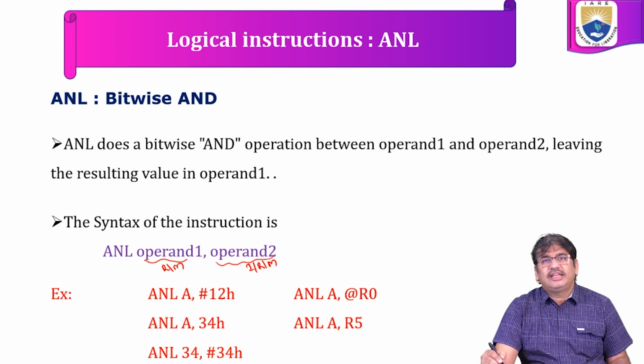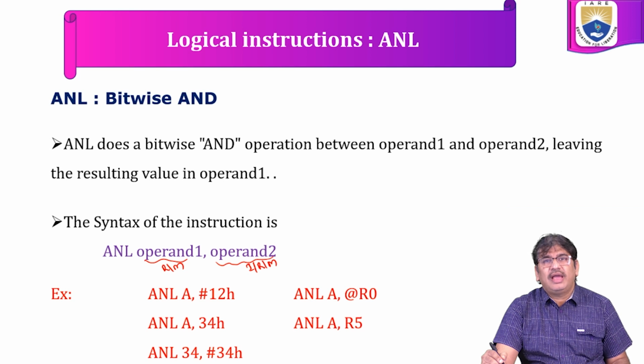The next example is ANL A, 34H. This instruction will do the logical AND operation between the accumulator and the memory location contents whose address is 34H, and the result we can see in the accumulator. ANL A, R5. Here the contents of the accumulator will be logically ANDed bit by bit with the R5 register contents, and the result we can see in the accumulator.